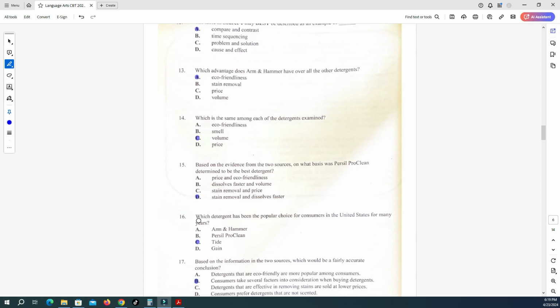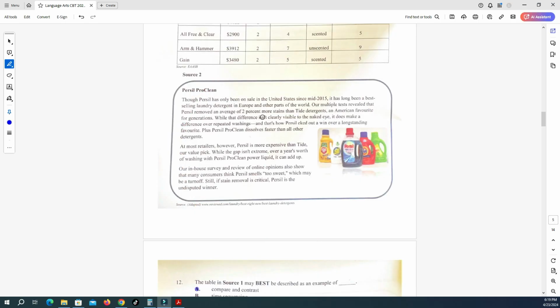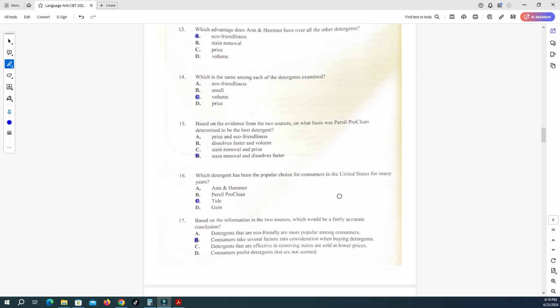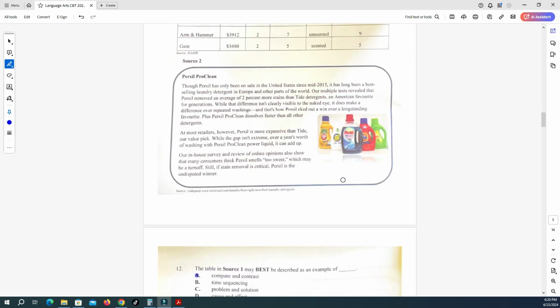So number 16, which detergent has been the popular choice for consumers in the United States for many years? Tide, because it says here that Tide detergent was the most popular. Our multiple tests reveal that Persil removed an average of 2% more stains than Tide detergent, an American favorite. So that definitely was Tide. All right, so 17. Based on information in the two sources, which would be a fairly accurate conclusion? Detergents that are eco-friendly are more popular among consumers. I didn't see that though. That's not true. Nah.